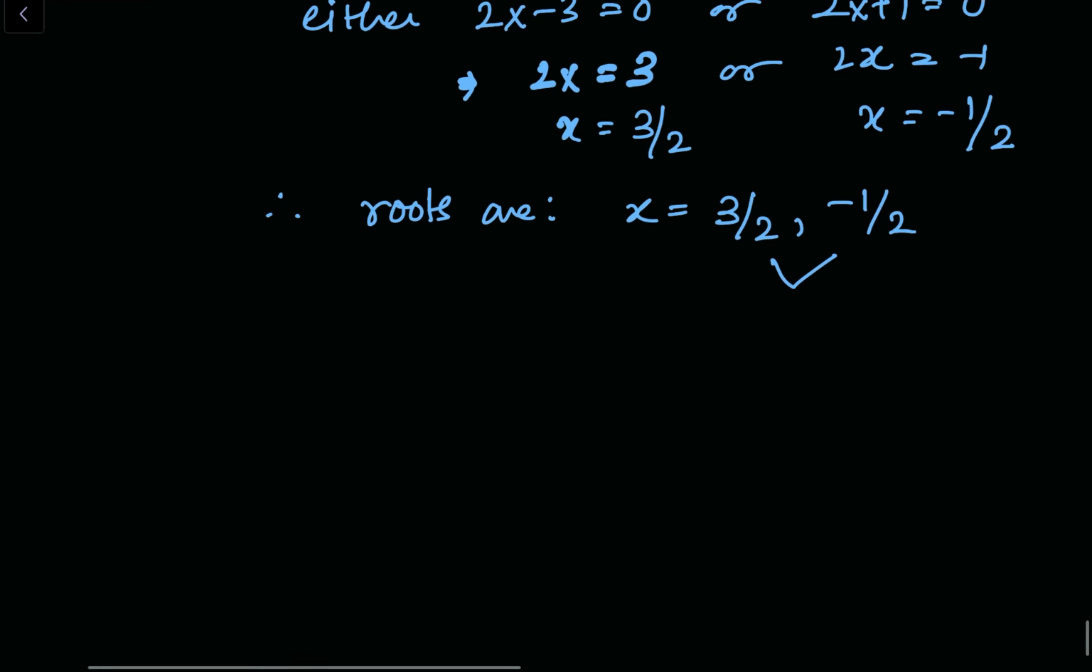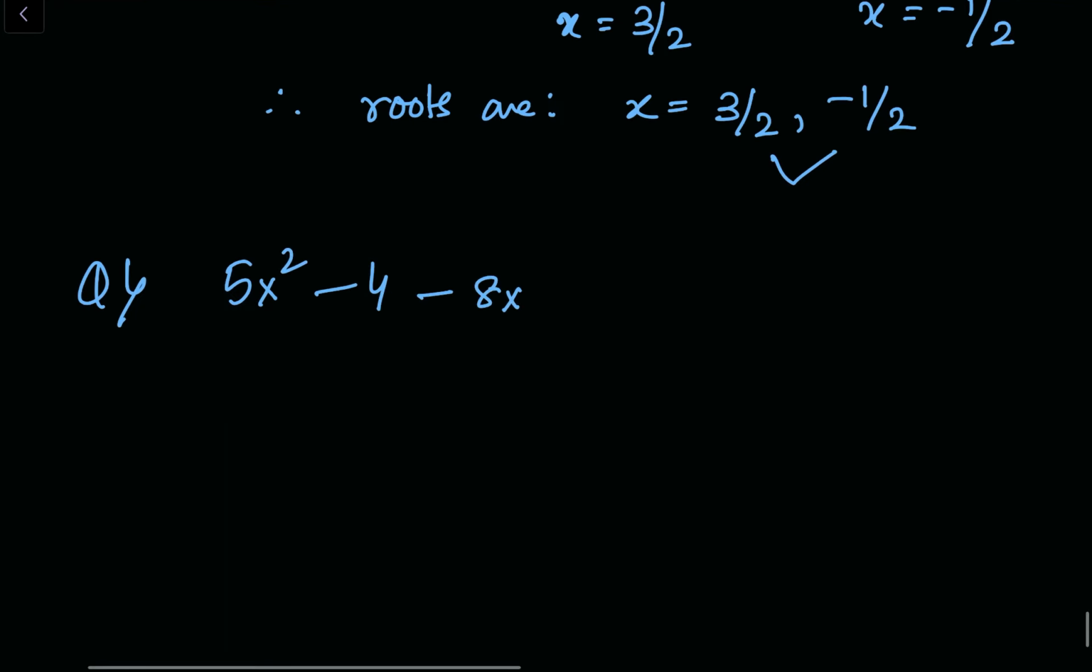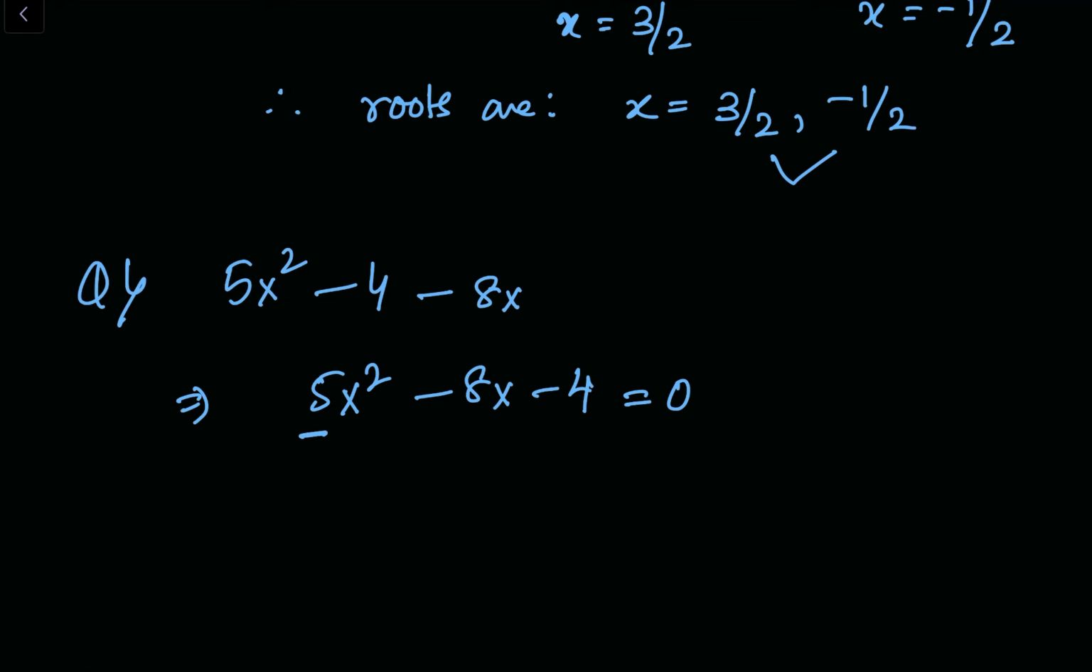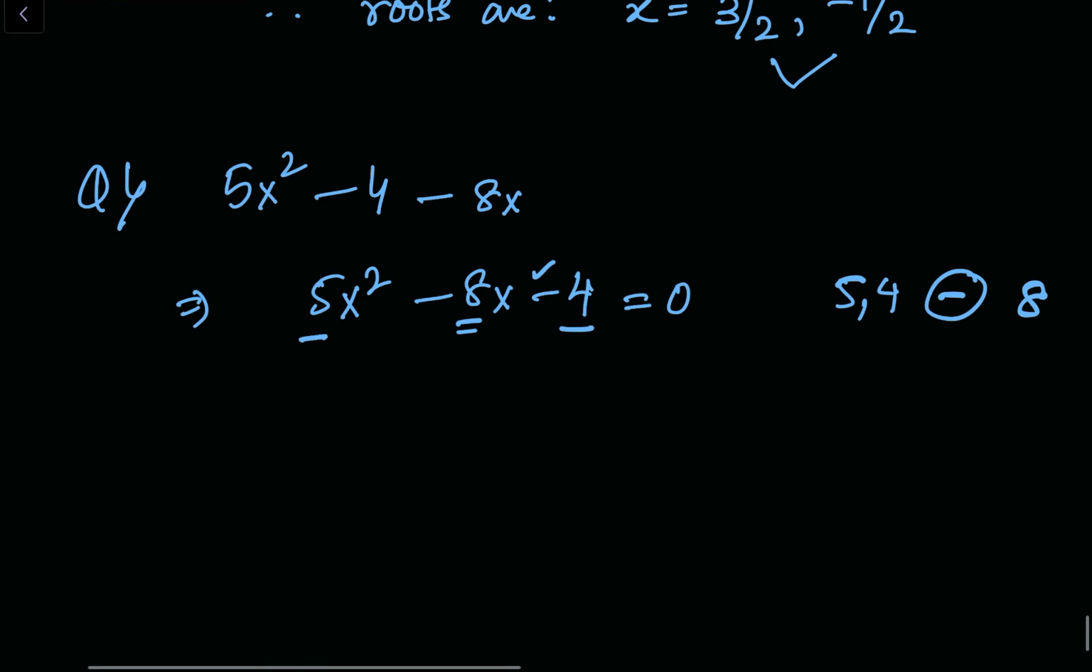Now let us take up one more example so that we have more clarity. 5x square minus 4 minus 8x. So we will rearrange the terms first in our desired format, and then we will note the terms. 5 and 4, note the sign, which is negative, and note the middle term, which is 8. So now we need two numbers such that the difference is 8 and the product is 20. So the numbers are 10 and 2.